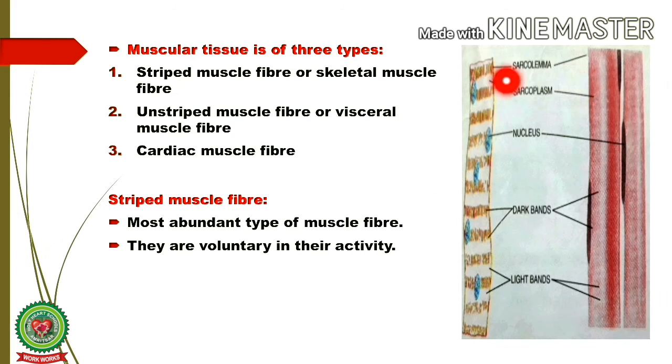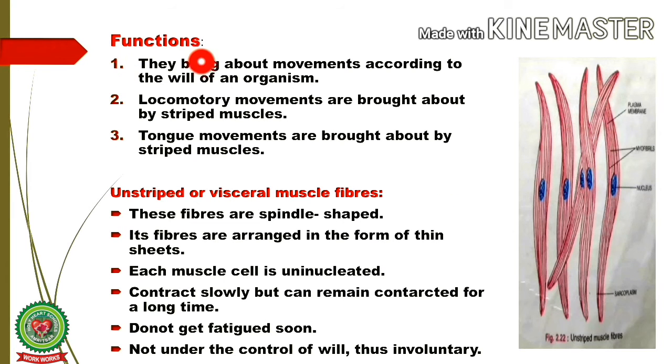Hence its name. If we talk about location, it is found attached to all the bones, but the most common parts to find such muscles are arms, legs, body wall, face and neck. Functions of striped muscle fibers. They bring about movements according to the will of an organism, or here you can say striped fibers are voluntary in their activity. Locomotory movements are brought about by striped muscles. Tongue movements are brought about by striped muscles.